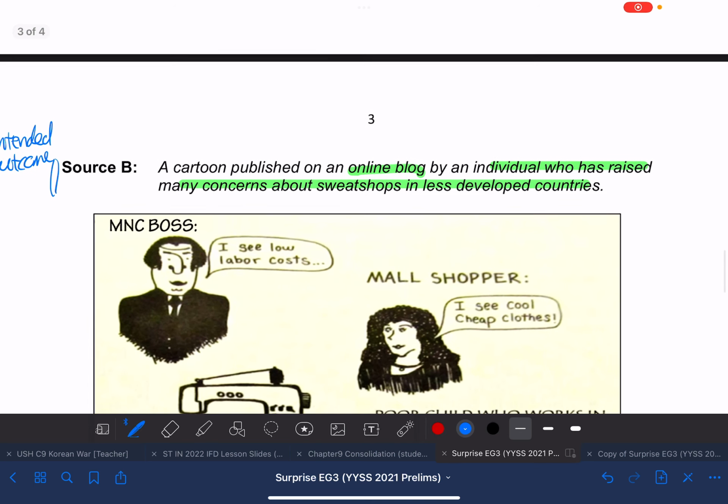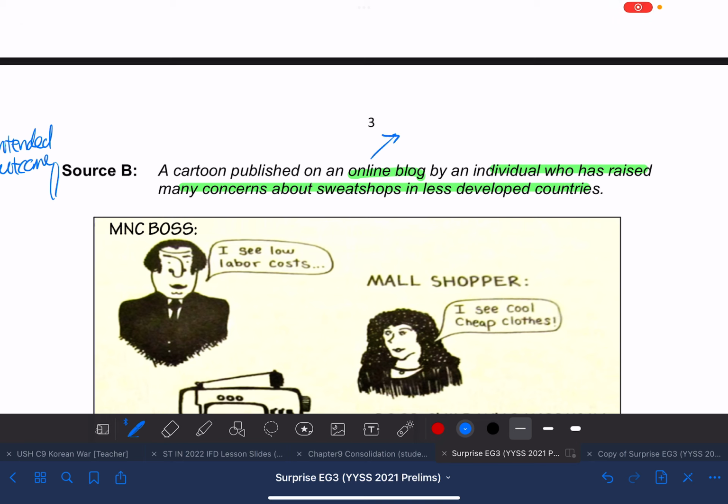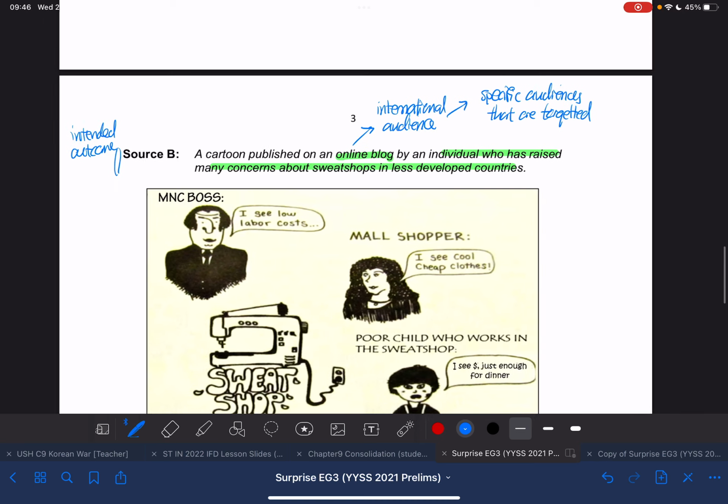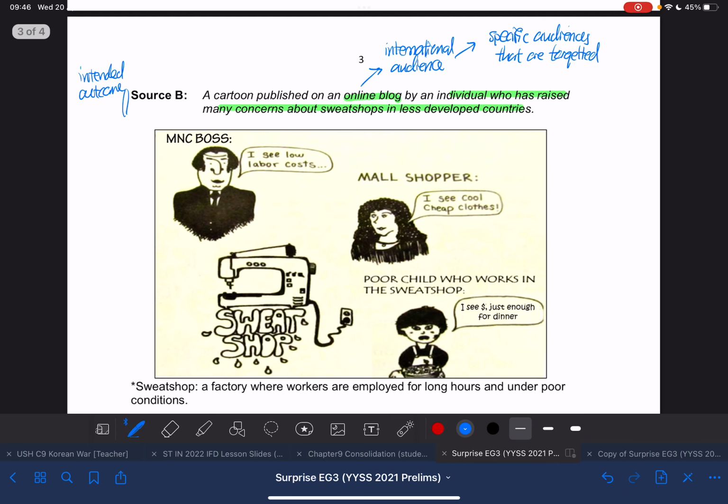Here's the tricky part, right? If it's an online blog, it is not very clear who the specific audience is. So you might just leave it as international audience, or when you're reading or analyzing the source, you might get a sense of who are the specific people they are targeting. There might be specific audiences that are targeted. That means this cartoon is trying to address these few people.